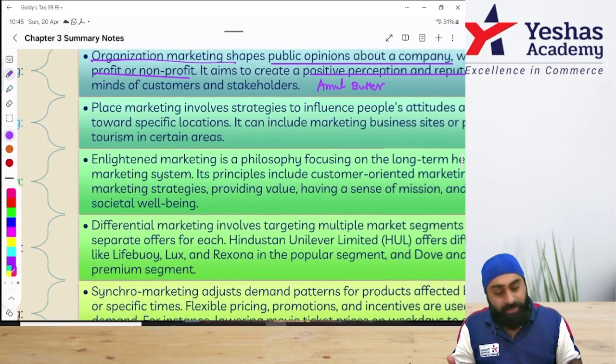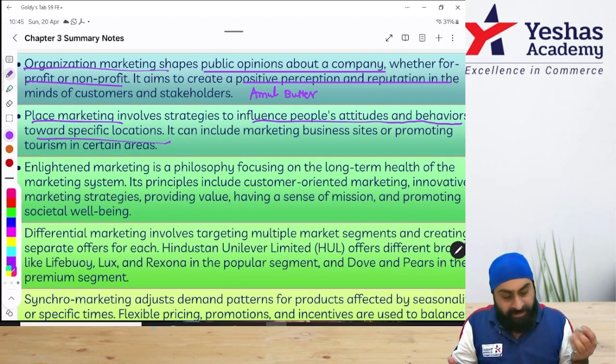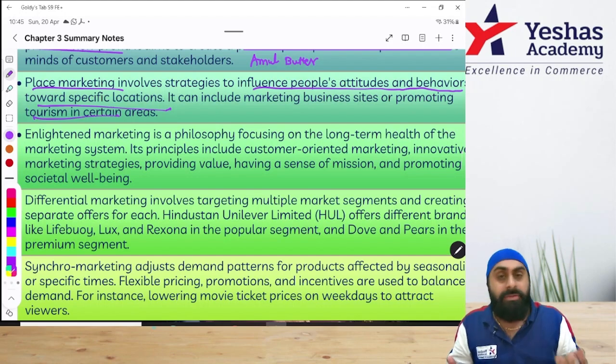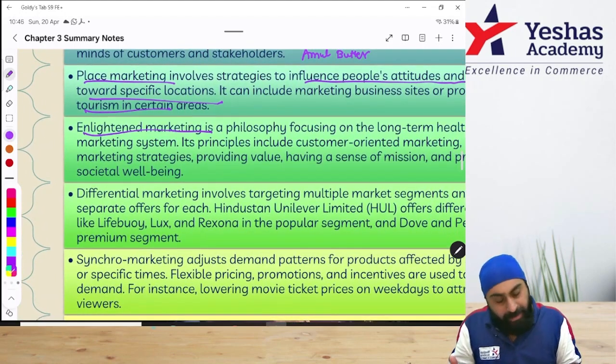Place marketing, a beautiful concept. It targets people's attitudes and behaviors towards specific locations. It's very interesting. Tourism, to create what? Tourism in certain areas.